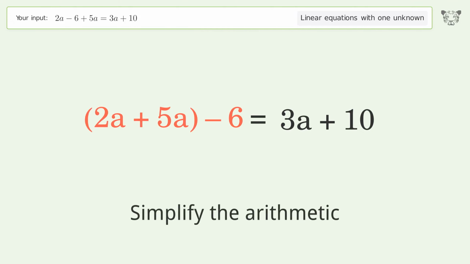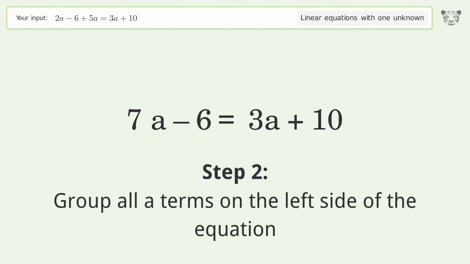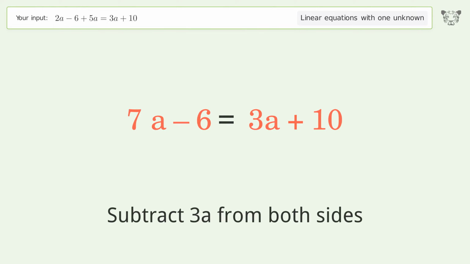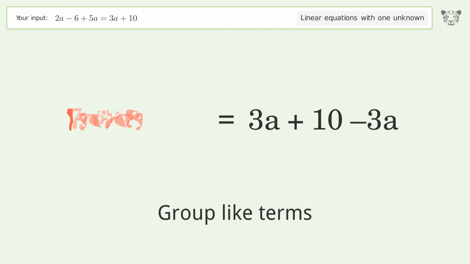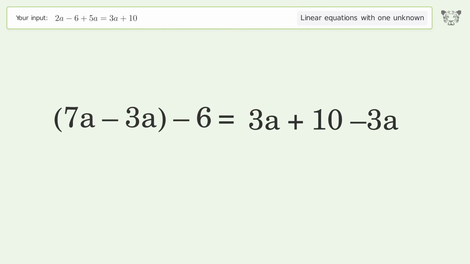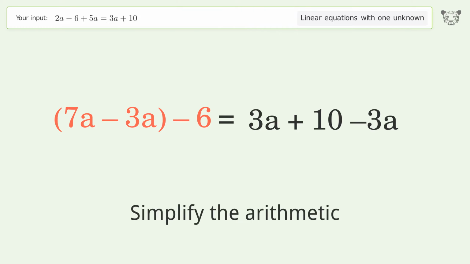Simplify the arithmetic. Group all a terms on the left side of the equation. Subtract 3a from both sides. Group like terms. Simplify the arithmetic.